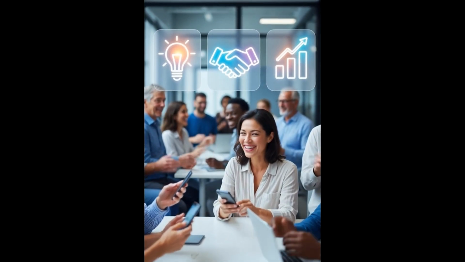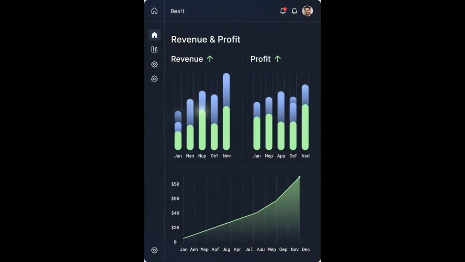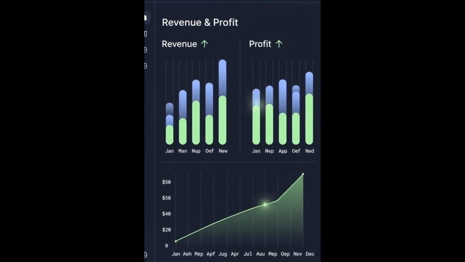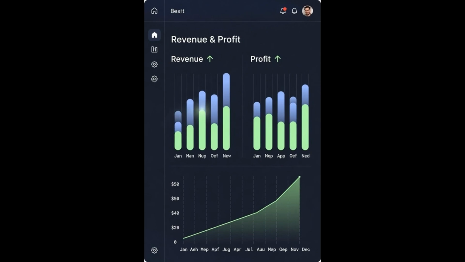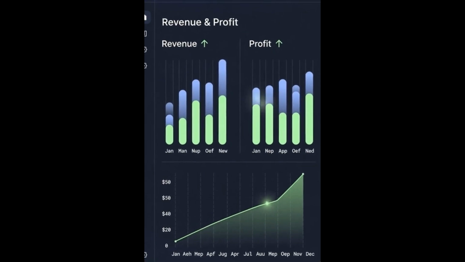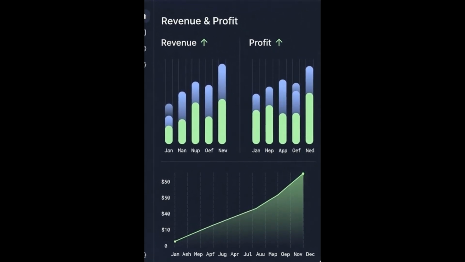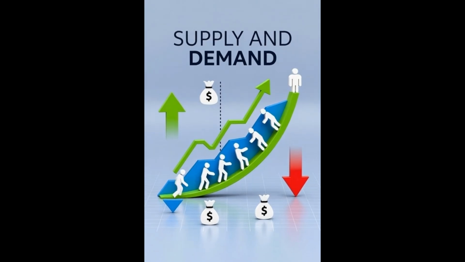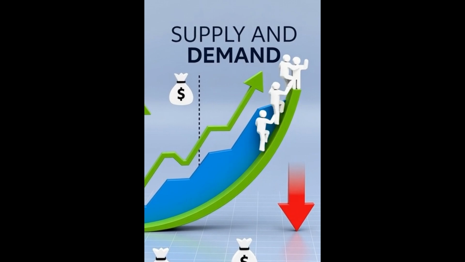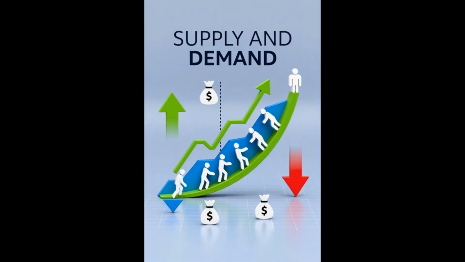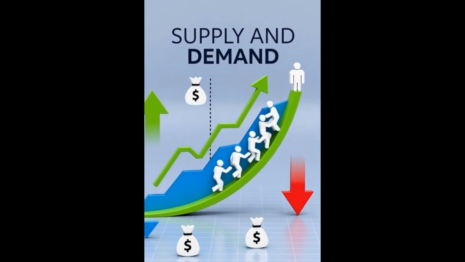A great example is Tata Motors. They noticed the growing demand for affordable electric vehicles and responded with EVs that offer good build quality at reasonable prices. That's why you see them everywhere now. When a company solves a real problem, people buy its products. That's how businesses grow. All right, strong business makes sense.